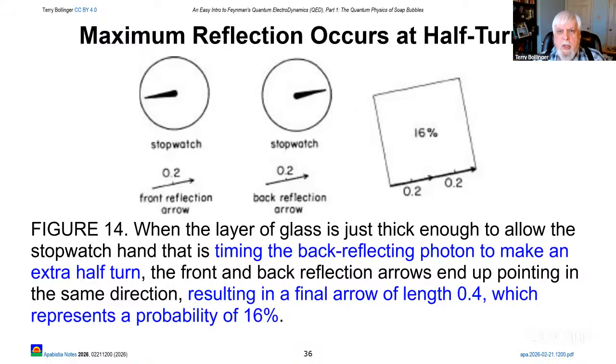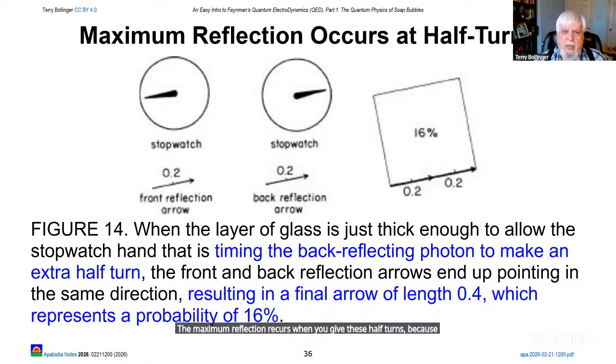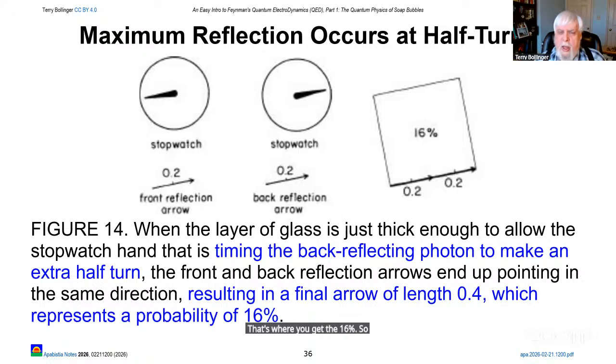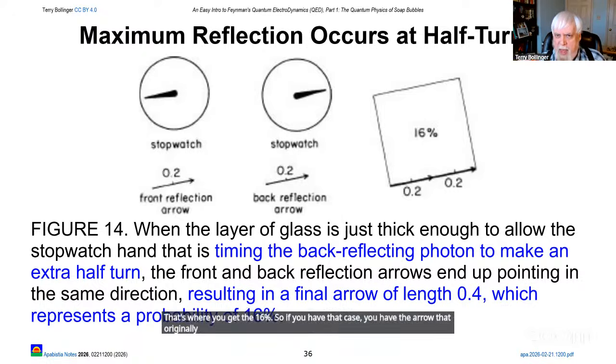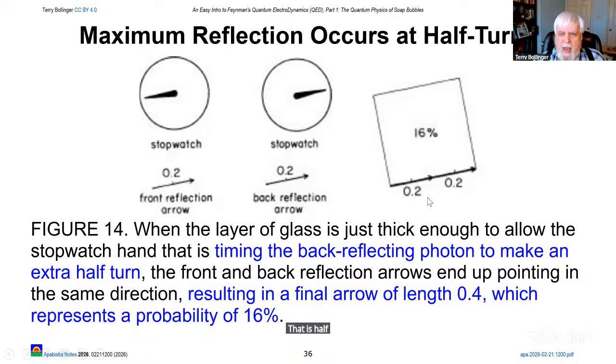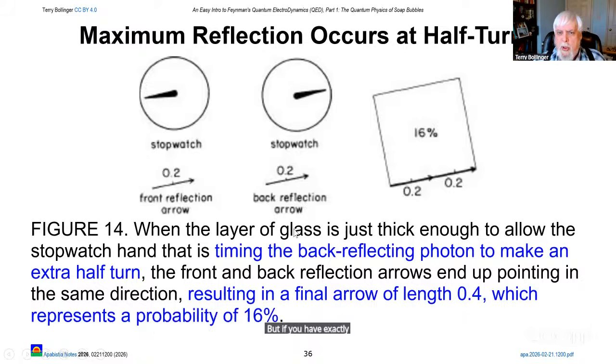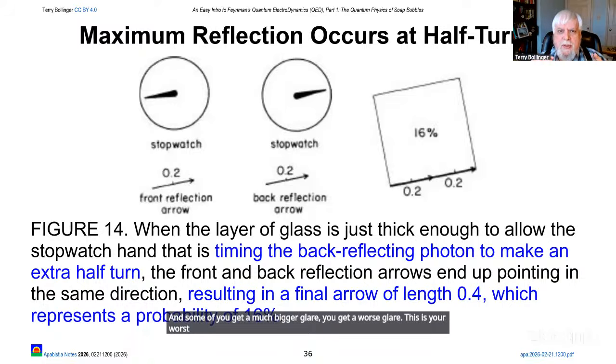The maximum reflection recurs when you get these half turns because then they add up when you get the reflection back in that way. That's where you get the 16%. So if you have that case, you have the arrow that originally that you get on the back surface matches the arrow in the front surface that's coming in. And then you have your reversed arrow that is half out of phase, so half out of reverse, and you flip it again by another half, you wind up the same direction. So you're undoing the damage done by the front reflection. The front reflection always reverses it, but if you have exactly one half of a turn, they cancel and it goes to a maximum. And suddenly you get a much bigger glare. You get a worse glare. This is your worst case scenario for glasses. This is what you don't want to do.